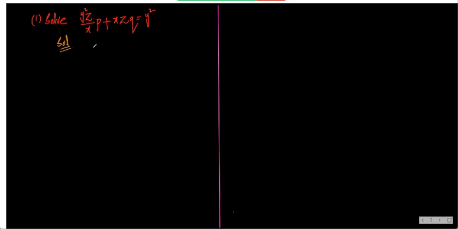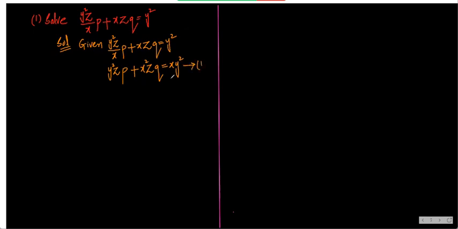So in the solution, the first step is we have to write whatever is given. Given y square z upon x of p plus x z q is equal to y square. So what I am doing, multiply x on both sides. y square z of p plus x square z of q is equal to x y square. Correct? You can easily understand that we have multiplied with x on both sides.